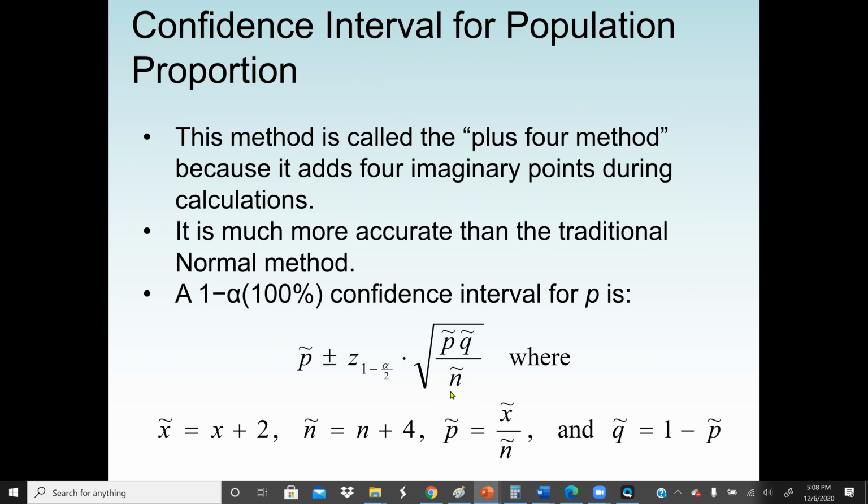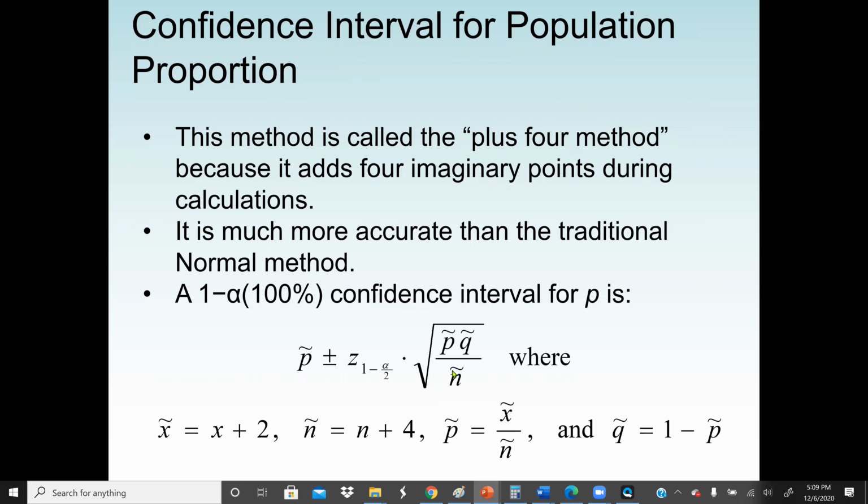It's a little bit tricky actually, that's why we call it the +4 method. Now to find the S bar, we know S is the number of successes, so it will be S plus 2. To find the N bar, it will be the sample size plus 4. Then if we know the S bar and N bar, we can find the P bar, which will be S bar over N bar. Then Q bar will be 1 minus P bar.